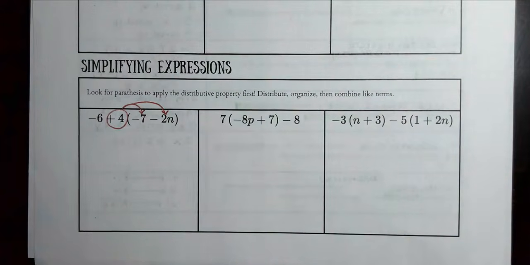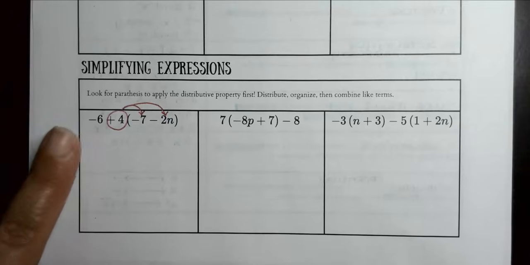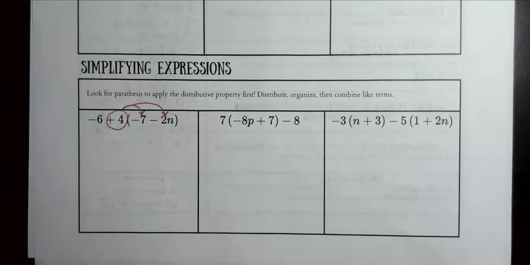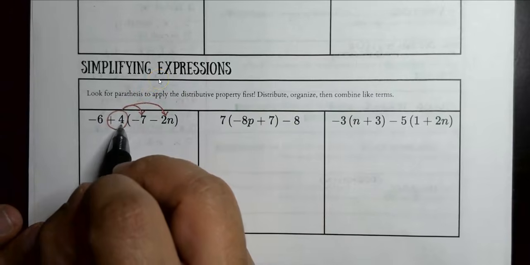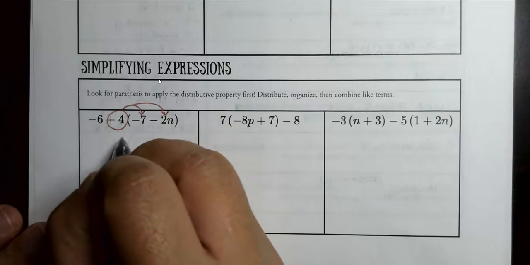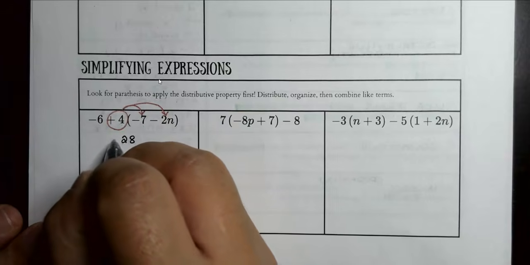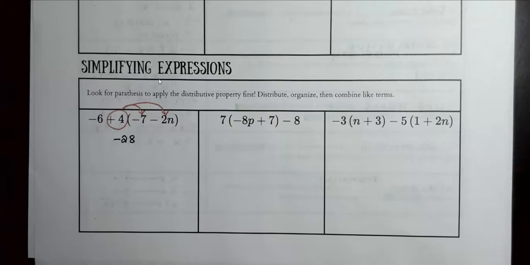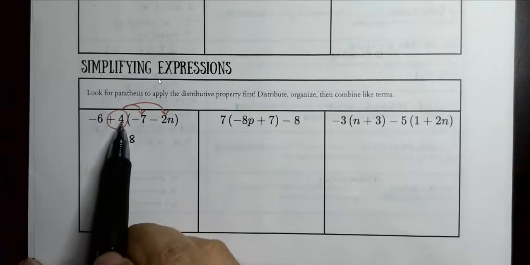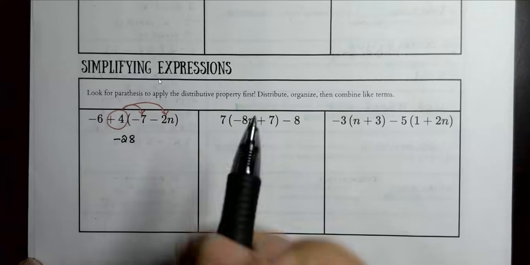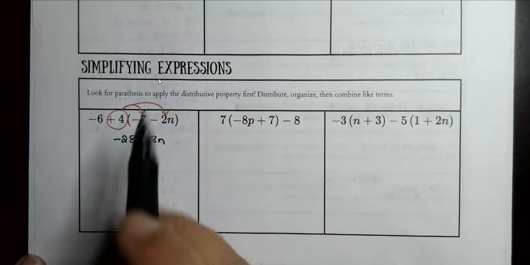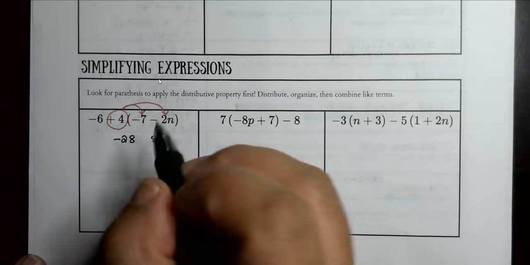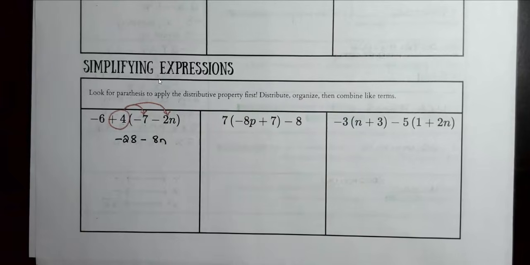And once we get done multiplying, then we're going to bring down the -6 and we're going to look to see what we can combine it with. So let's go ahead and do that first. So I'm looking at 4 and 7 gives me 28. The signs are different, so it's going to be negative. Then I'm going to multiply 4 and -2. That gives me 8. Don't forget to bring down the n. And because the signs are different again, it'll be a -8.